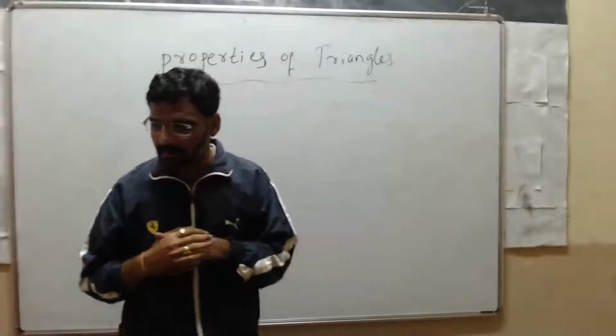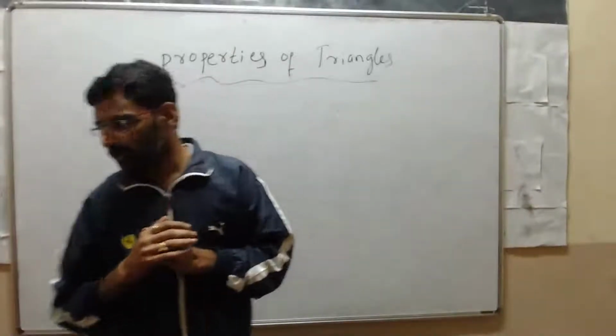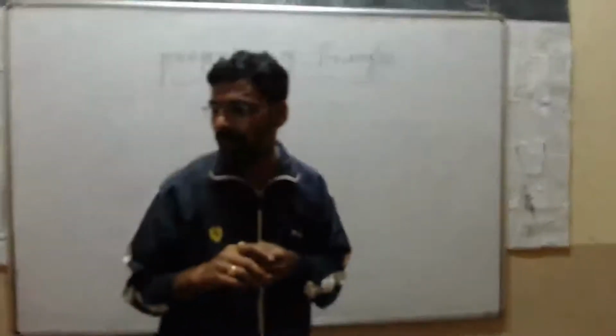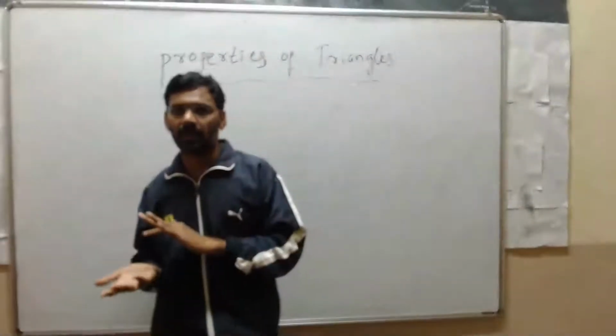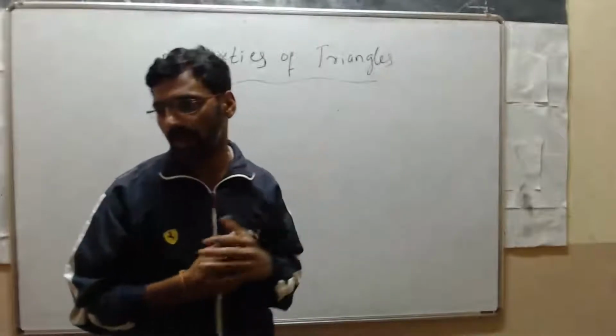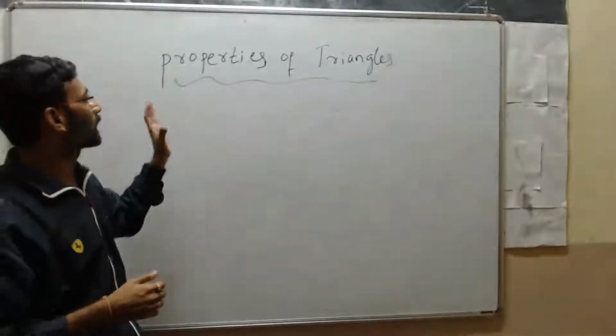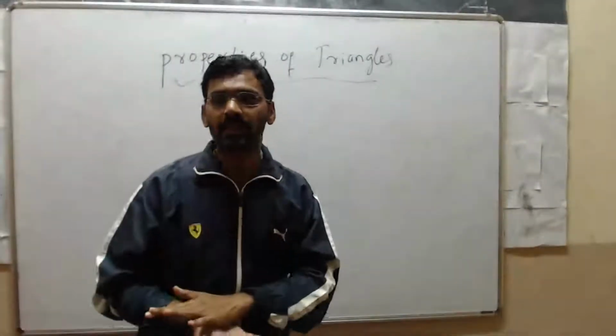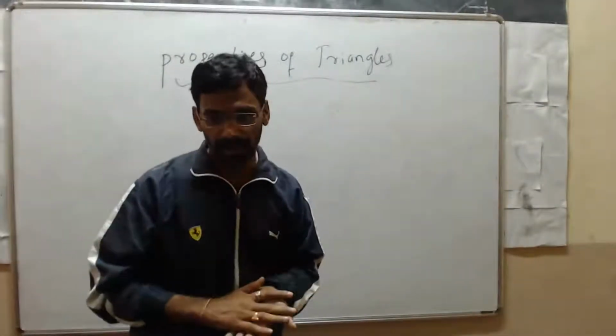In the previous class we completed the first exercise, question number 8. In question number 8 we solved the first and second parts, and the remaining two are for homework. The next part of this triangle chapter is properties of triangle. So what are the properties of a triangle? What is the use of those properties?